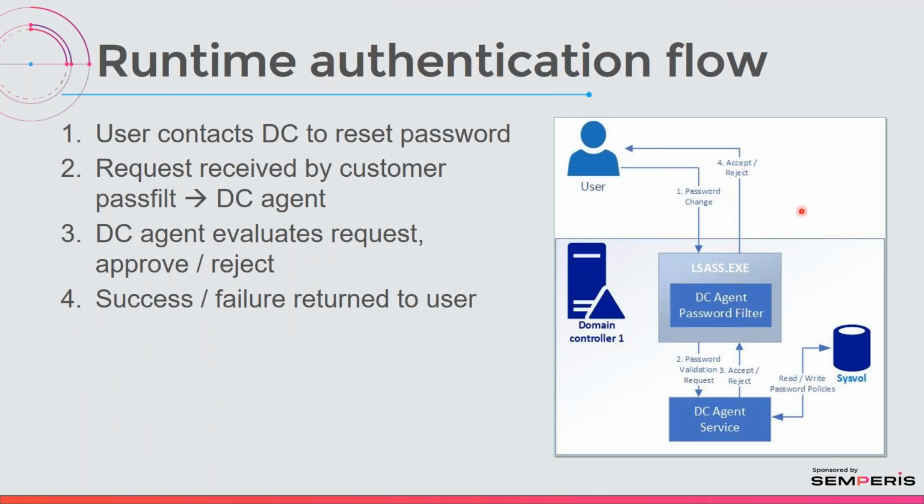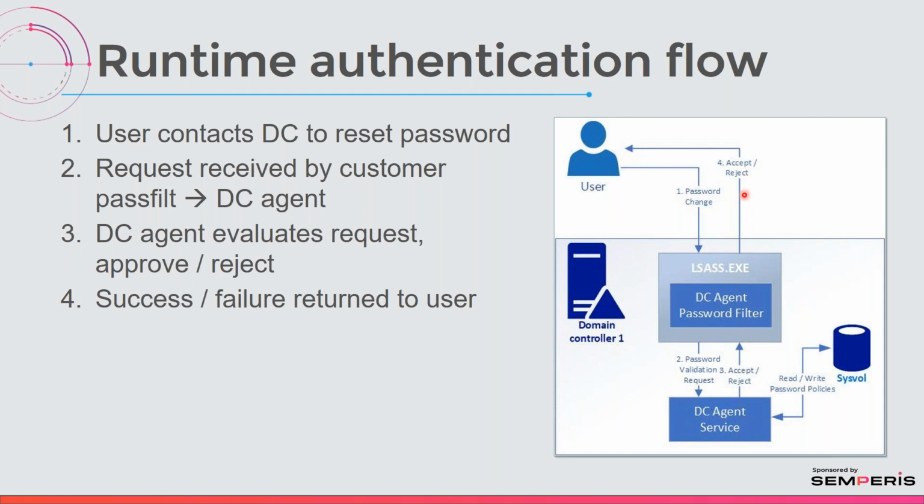With it actually in place, this is what the authentication flow looks like. Pretty straightforward. The user contacts the domain controller to change their password or to reset their password, and it's received by the custom pass filter, and then it is passed on through to the DC agent. The DC agent does the evaluation, and I'm going to drill into a little more detail about what that evaluation looks like. And then you get a success or a failure returned to the user.